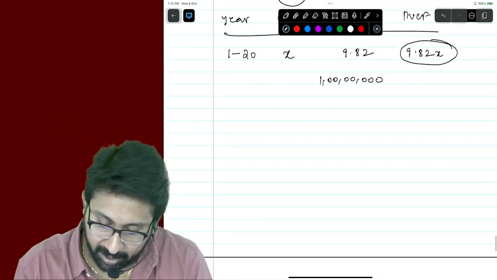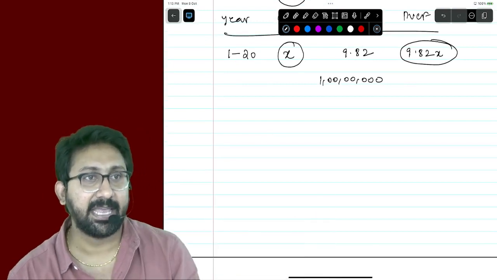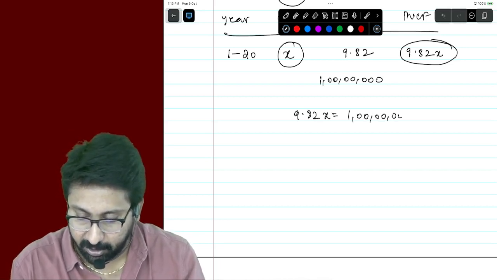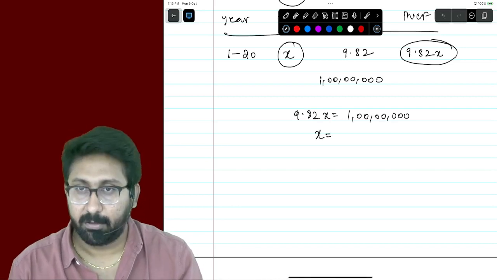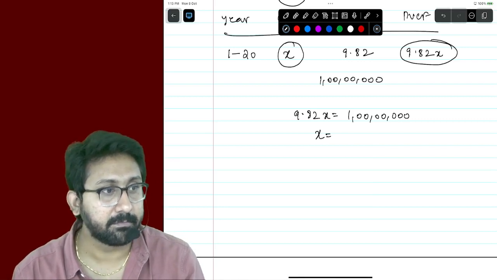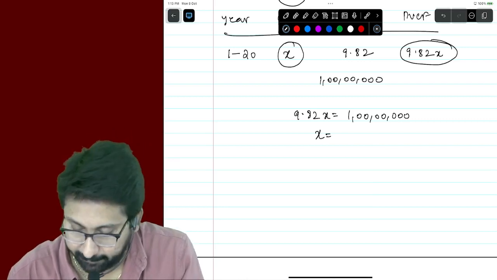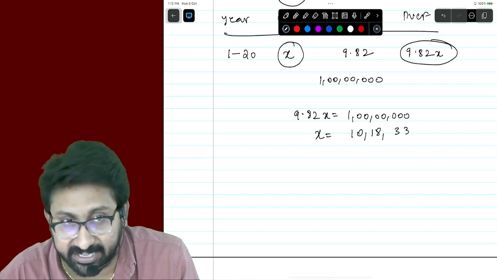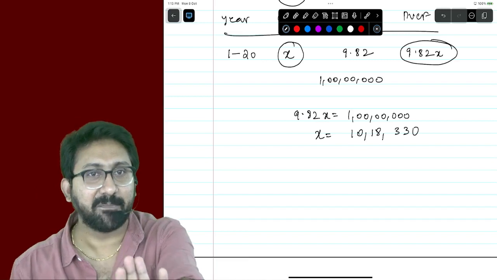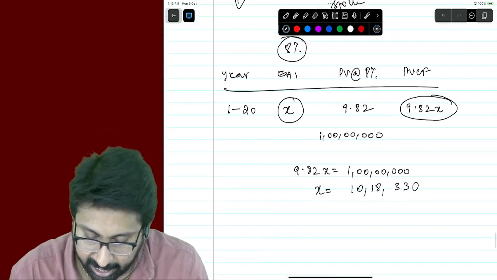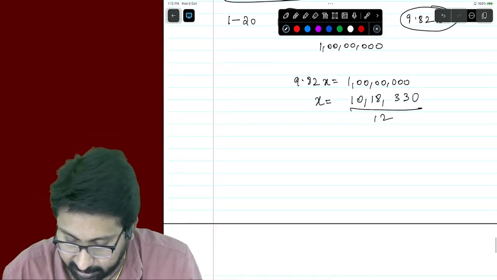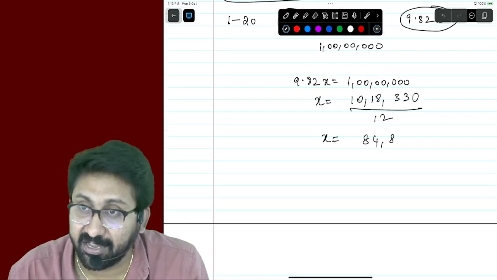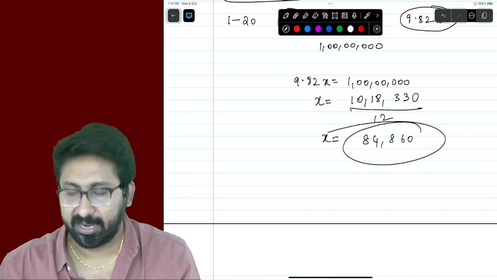So tell me, how much is the EMI? EAI X, we don't know how much it is. 9.82x equals how much? 1 crore is the amount given. X equals, tell the value. About 10 lakh 18,000, 330, sir, anyway no accuracy. Okay, 330. This is annual, per annum, so divide by 12. It is 84,860. Now the fun starts.